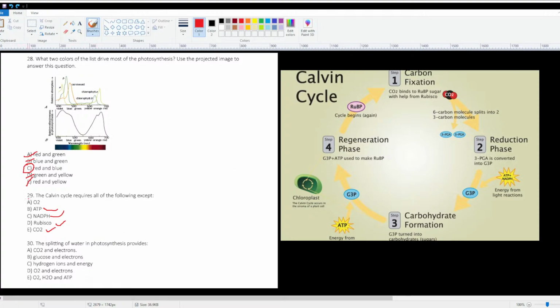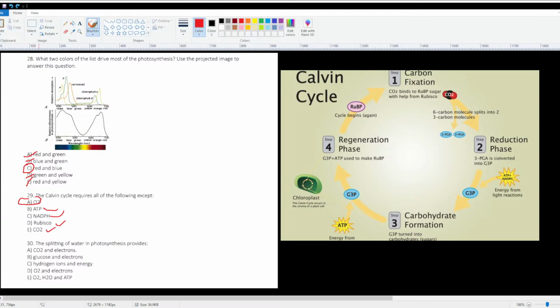answer. So, hey, oxygen. Number 30: the splitting of water in photosynthesis provides CO2 and electrons, glucose and electrons, hydrogen ions and energy, O2 and electrons, or O2, H2O, and ATP. If I had to guess, it would be C.